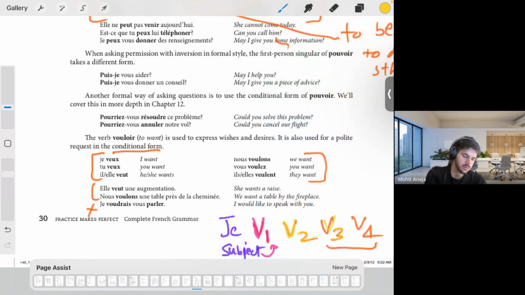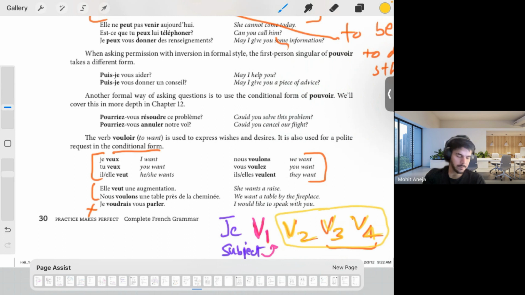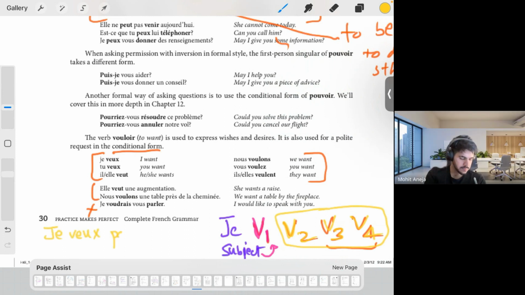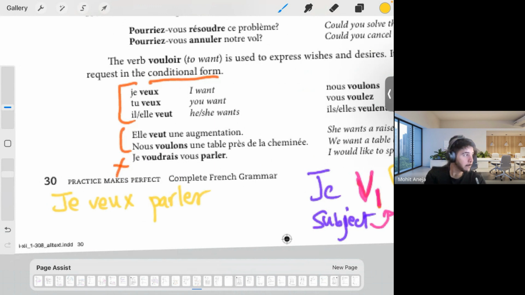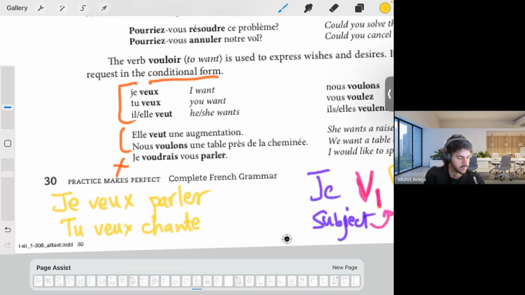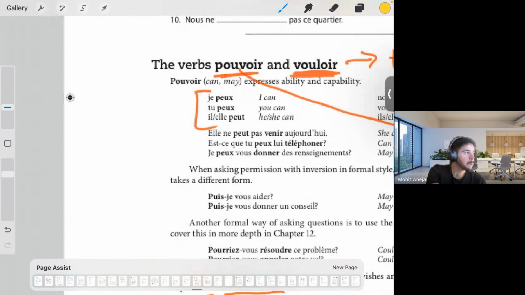Make sense? Yeah, it does. So for example, je veux parler. Exactly. Can you give me some other examples? Tu veux chanter? Very nice. Tu veux chanter? Can you give me one example with pouvoir?